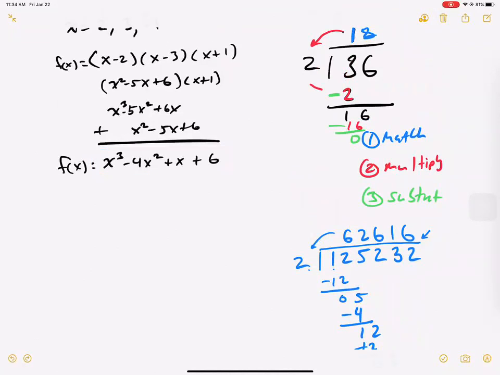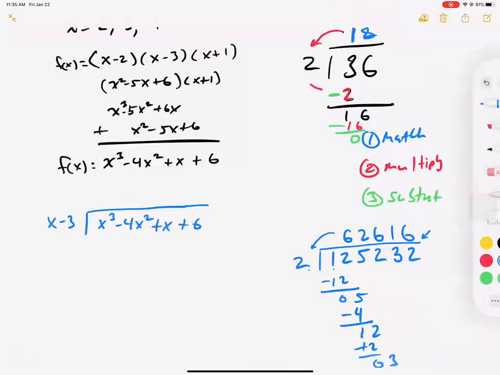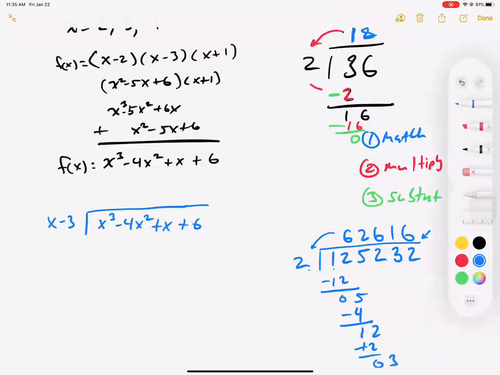And it's something that we also learned in algebra 2. So here we go. The first thing I'm going to do is divide out x minus 3 from x cubed minus 4x squared plus x plus 6. Now, we have two ways of factoring a large polynomial like x cubed and above, and that's synthetic division or long division. And today's method we're going to work with is long division.